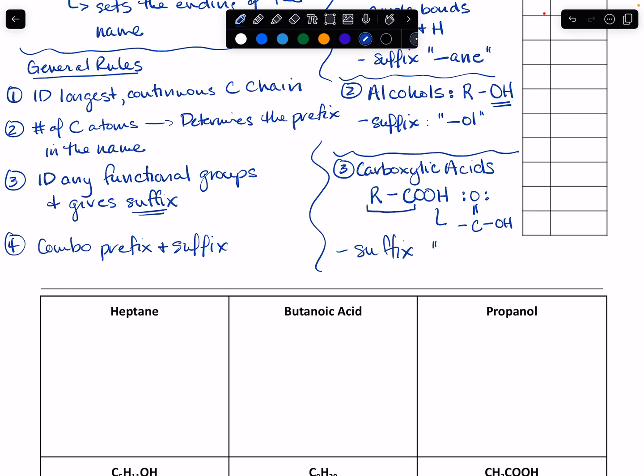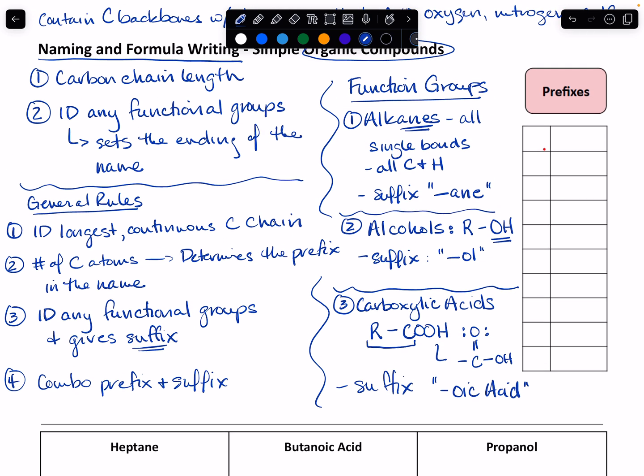For these it is going to be -oic acid. Okay, so again, we've got our alkanes that end in -ane, our alcohols that end in -ol, and our carboxylic acids that end in -oic acid. All right, so you might ask, well, then what goes in front of that? That's where the prefixes come in.